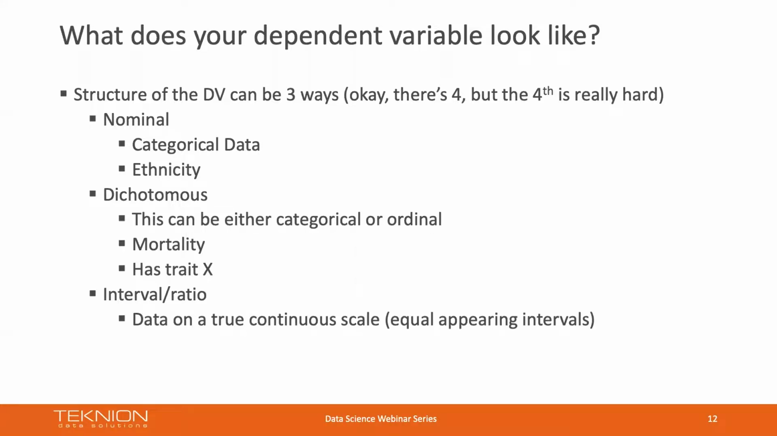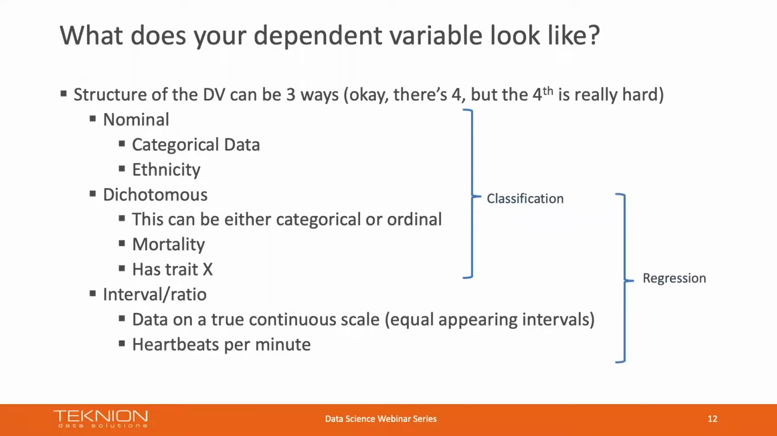So this is interval ratio data on a true continuous scale, meaning we have equal appearing intervals, meaning the space between 0 and 1 is the same as the space between 1 and 2. For example, a GPA scale is not the case, because the space between 0 and 1 is different. 1 and 2, 2 and 3, and 3 and 4 are all the same space, but 0 to 1 is a bigger jump. Okay. And so we might look at, let's say, heartbeats per minute.